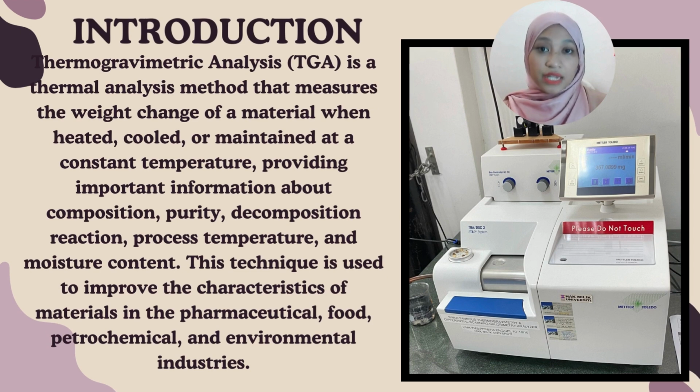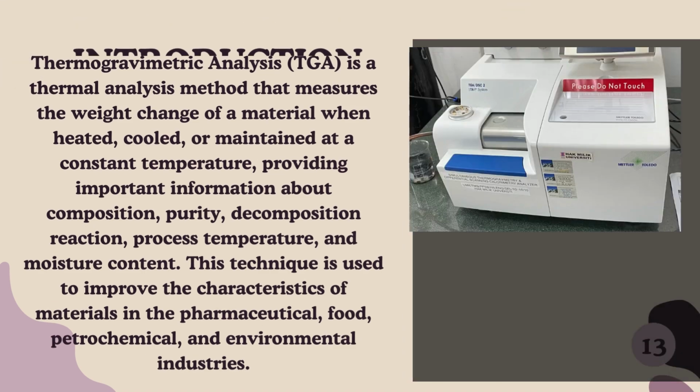First, introduction. As we know, thermogravimetric analysis (TGA) is an excellent thermal analysis method for measuring the composition, purity, decomposition reaction, applied temperature during the process, and the content of the intended material. TGA is also used to enhance the characteristics of materials for various applications, including pharmaceuticals, food, petrochemicals, and the environment. We can also determine the sample's maximum temperature range by heating it at a controlled rate within a specific environment such as air and oxygen. The sample in TGA will show how the material has been subjected to thermal stress, and the thermal process will be displayed in a graph.